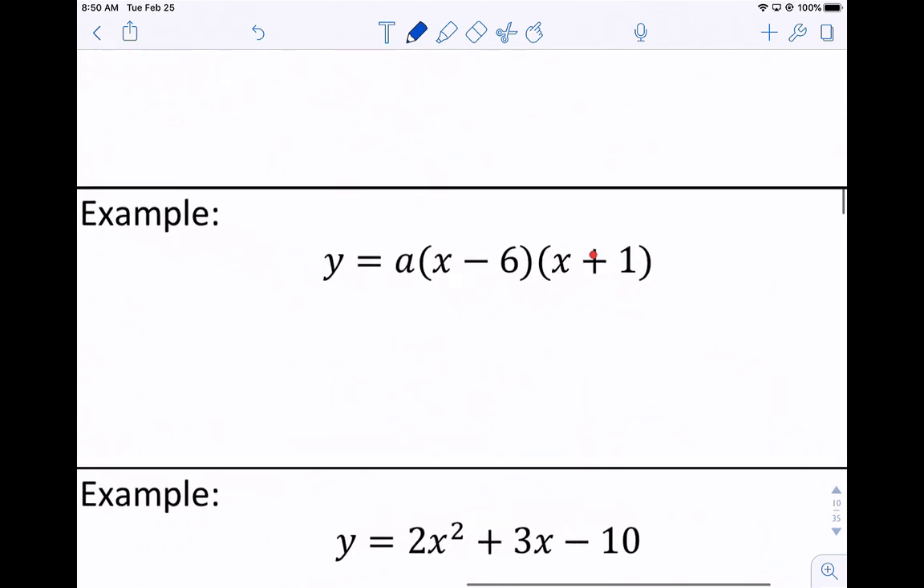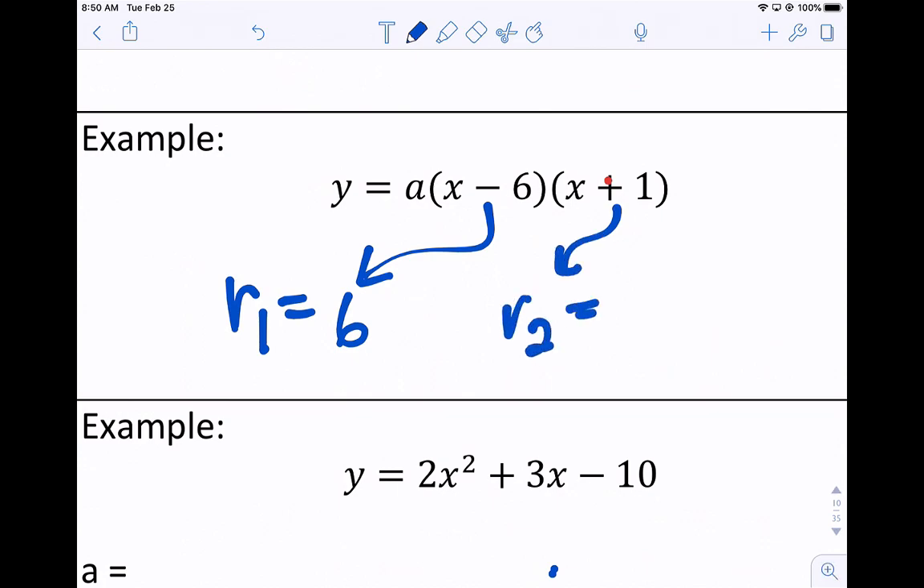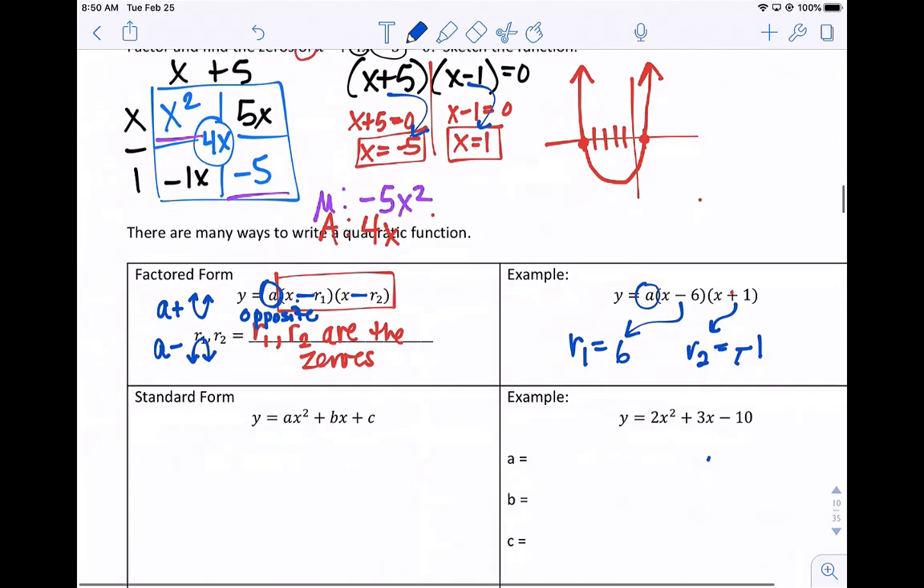All right, so here's an example. How would we find the zeros? One of the zeros would be 6, and one of the zeros would be negative 1. And again, I don't give you the a value, but that would tell us if it's U-shaped up or upside down. Okay, let's take a look at it in standard form.